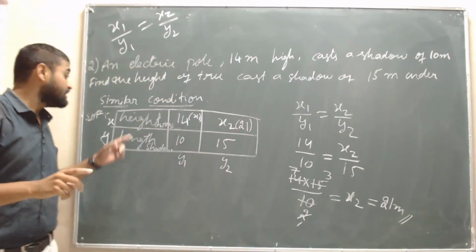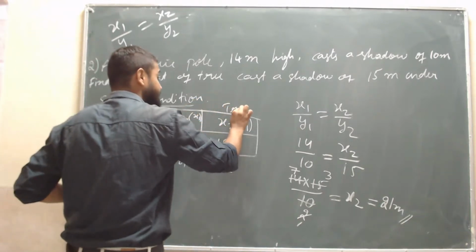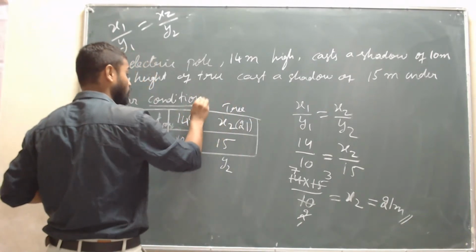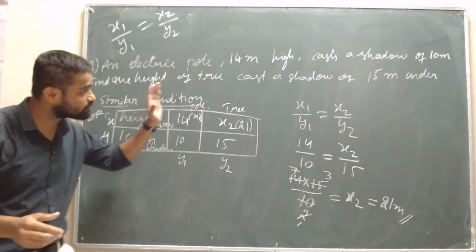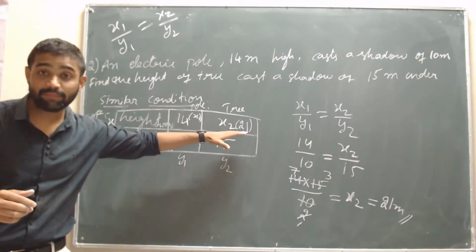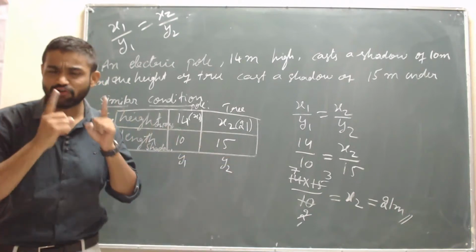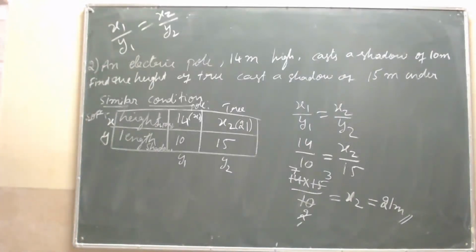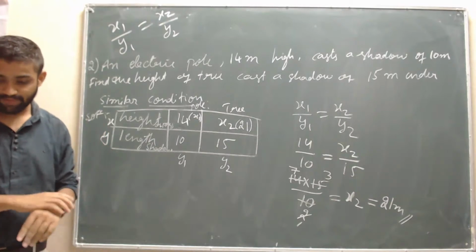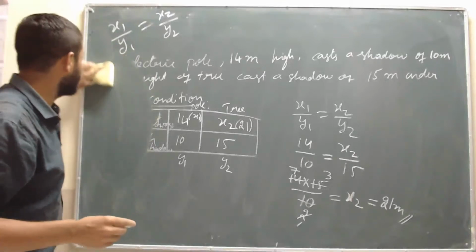Now we can conclude that the height of the tree, this is related to the tree and this is related to the pole, is 21 meter and it gives us a shadow of 15 meter. I think this is clear to you, students. Okay? And the next example, let's see. We have another example, same as this, and it is related to direct proportionality.